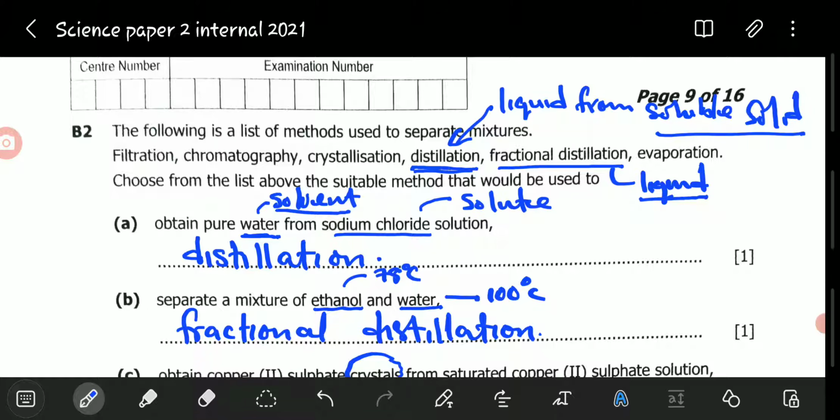One is distillation. Now, in distillation, we are interested so much in the liquid part of this mixture, so this method will not work for us. The other method is evaporation. Now, in evaporation, the solid, the liquid is not important because it is lost to the environment.